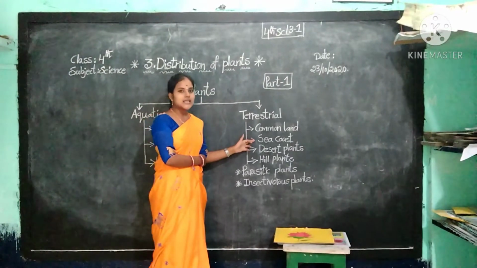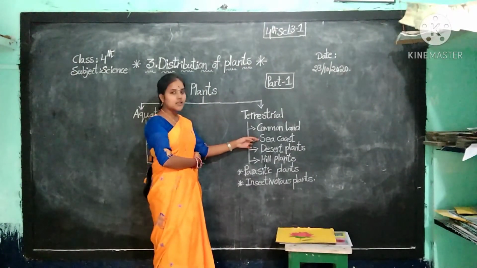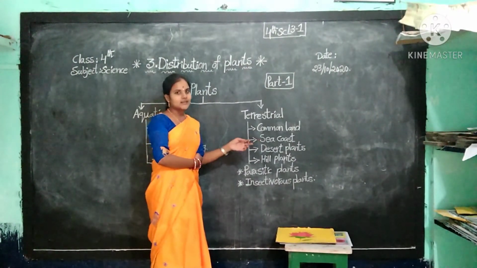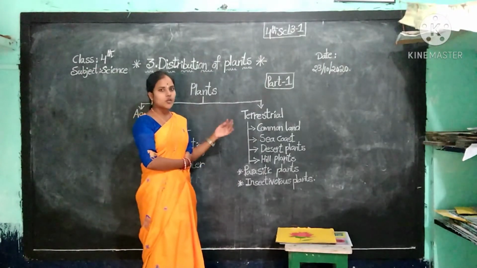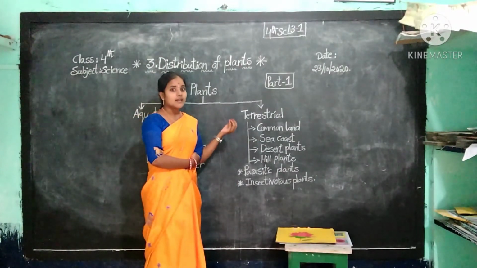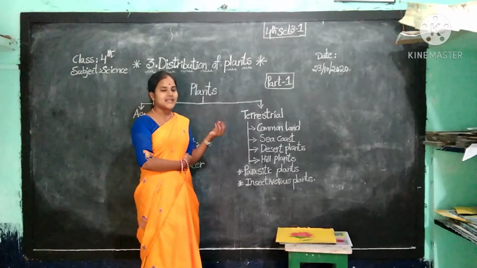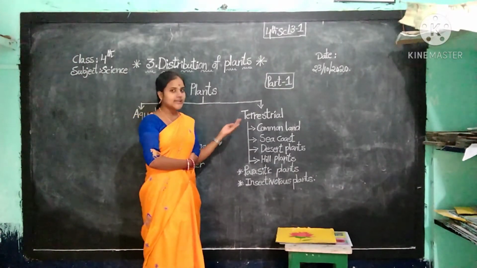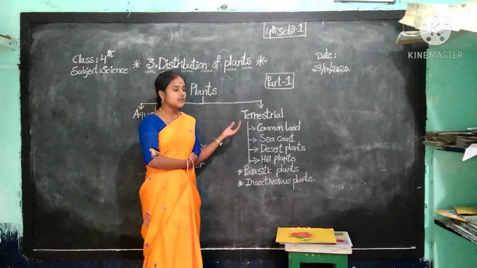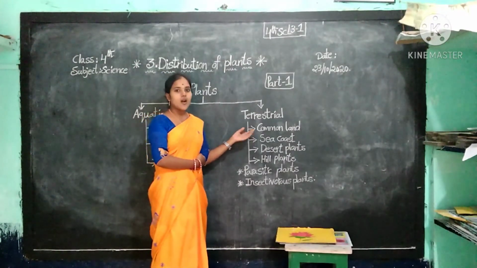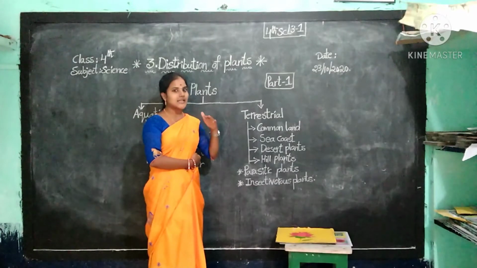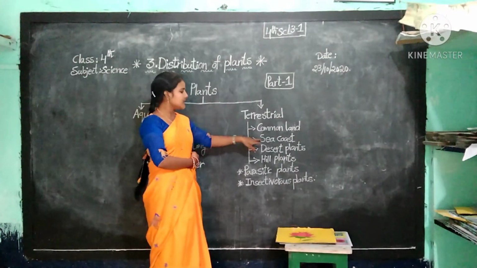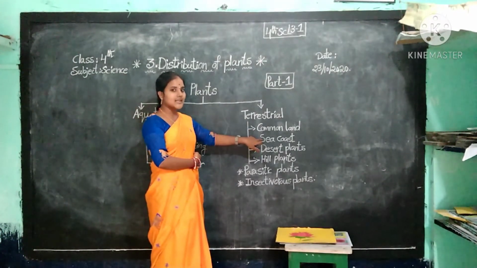Next one is sea coast plants. Plants like teak, palm and coconut grow in hot and damp places. Damp means slightly wet places. Coconut, teak and palm grow in hot and damp places on the sea coast. So they are called sea coast plants.